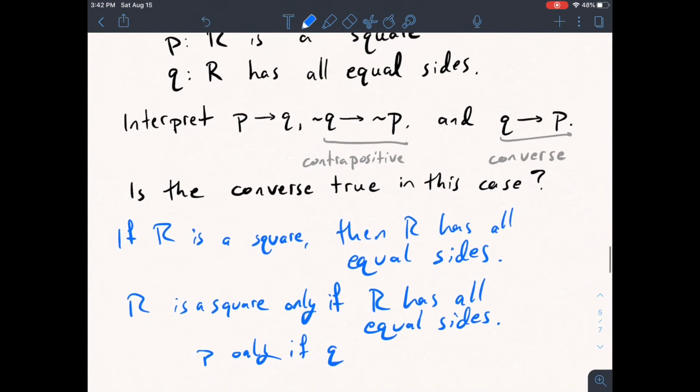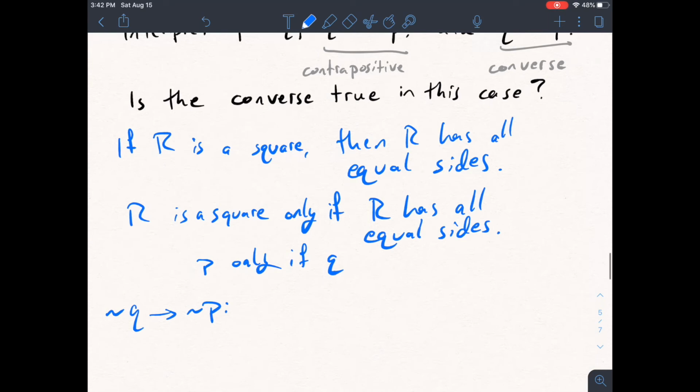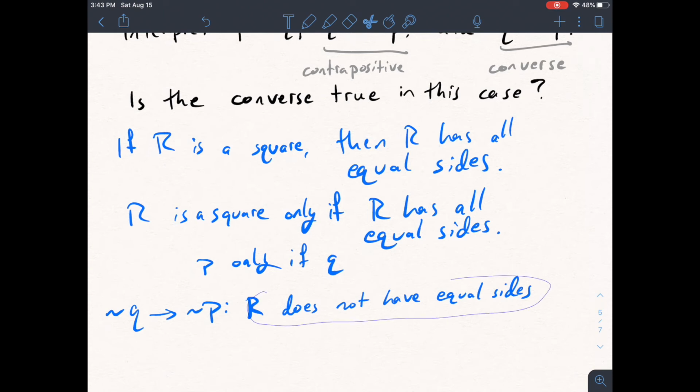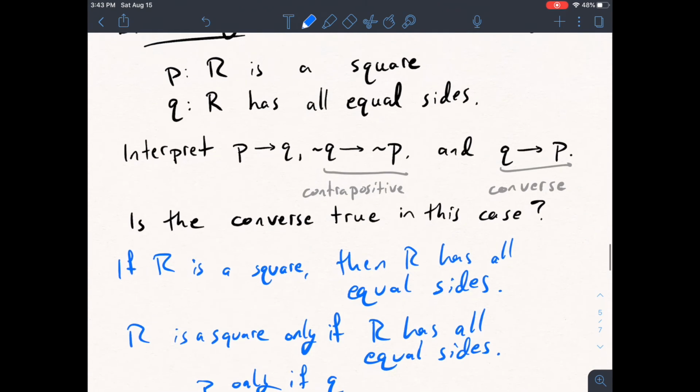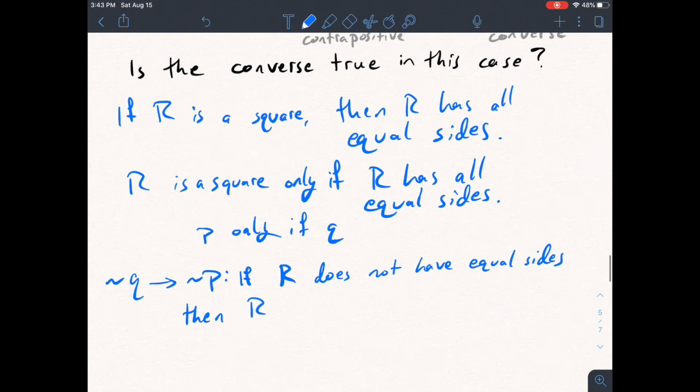So Q was R has all equal sides. So not Q says R does not have equal sides. So that's not Q. And we'll say if R does not have equal sides, then R is not a square. Okay. If R does not have equal sides, then it can't be a square.